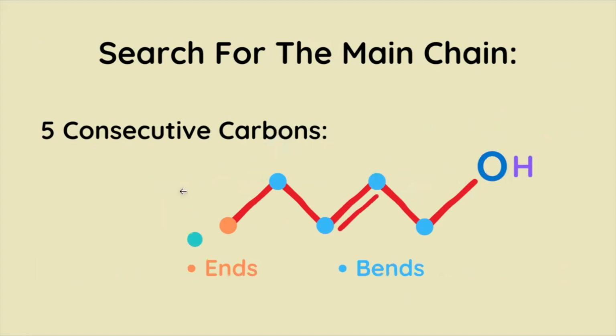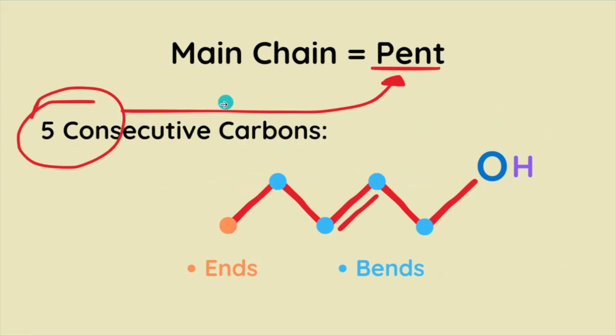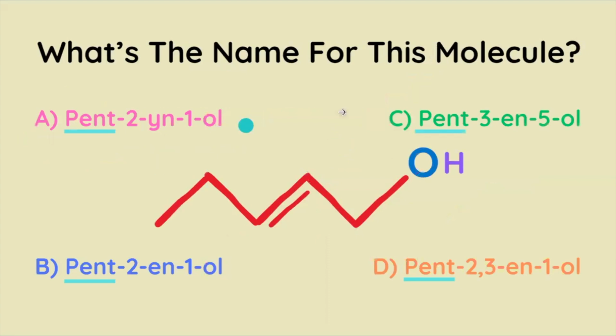Here, it's made up of 5 carbons, 4 bends, and 1 end. So we give it the pent name because that's the prefix associated with a 5-carbon main chain. And each answer choice coincides with this.